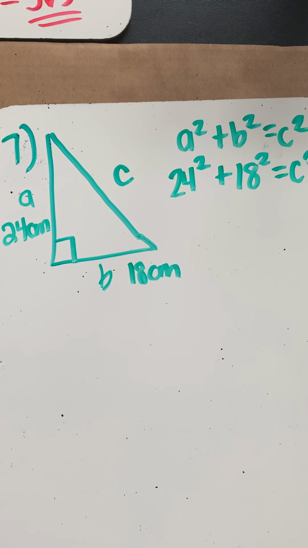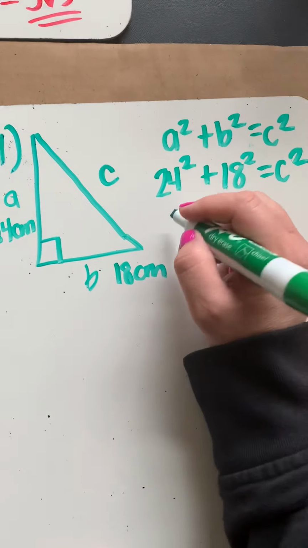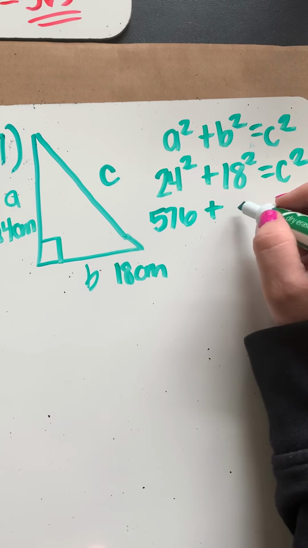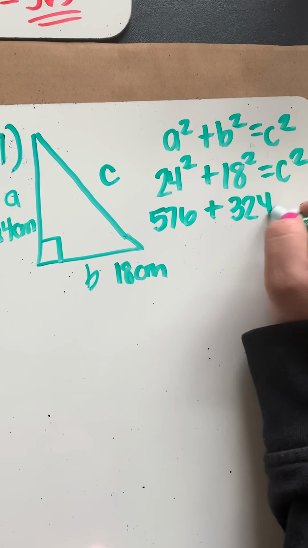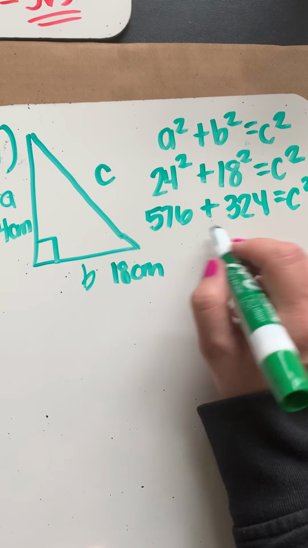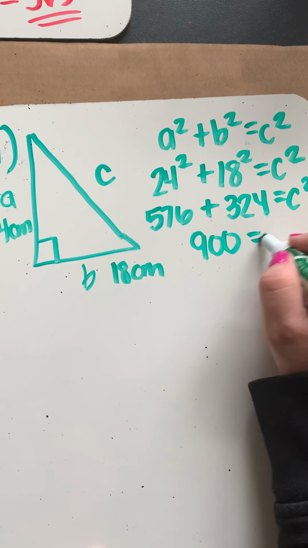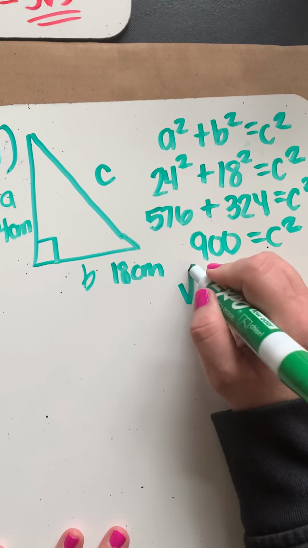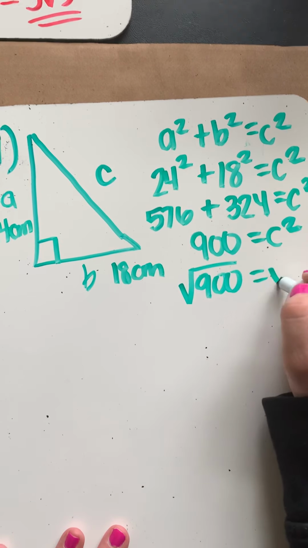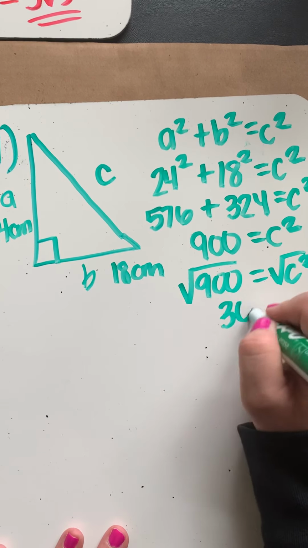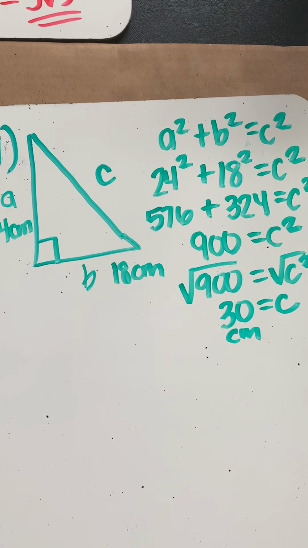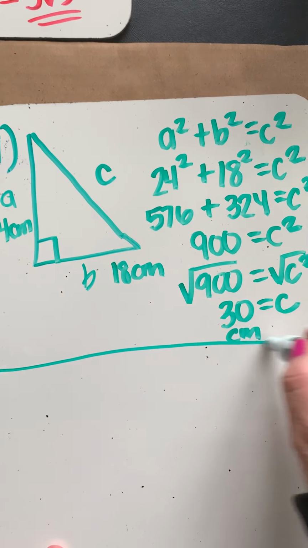Again, you would use a calculator for this, but just to save time, I'm going to go ahead and plug the numbers in. 24 squared is 576. 18 squared is 324. That equals c squared. When I add those two together, I get, ooh, look at that, 900 equals c squared. That's going to come out pretty because when we take the square root of 900, we get 30. So C is equal to 30 centimeters. So that's what I would call the straightforward Pythagorean.